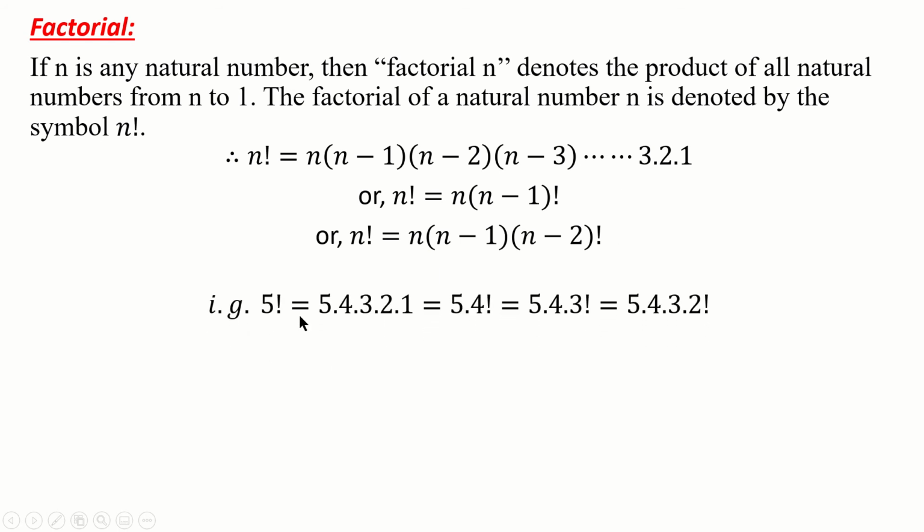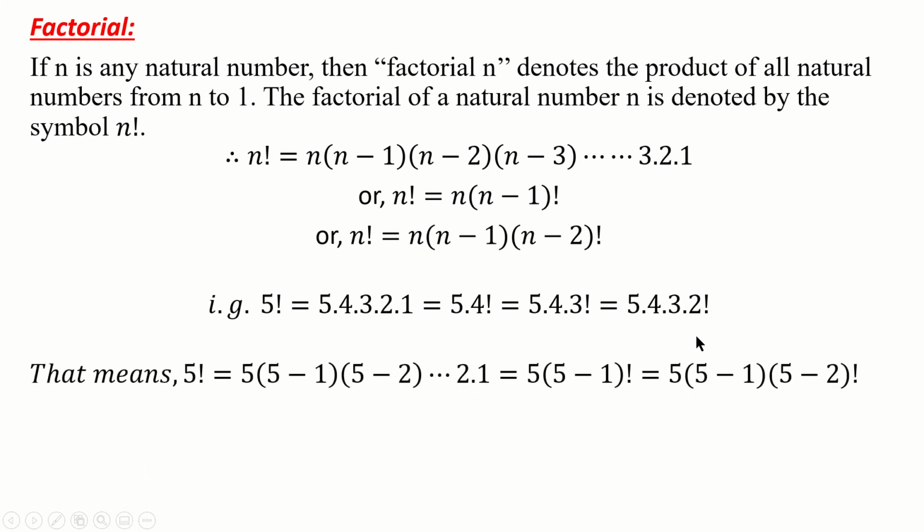For example, 5 factorial means we can write 5 into 4 into 3 into 2 into 1. All are natural numbers, and the product is from 5 to 1. And this equals 5 into 4 factorial, where 4 factorial means the product from 4 to 1. And this equals 5 into 4 into 3 factorial, or 5 into 4 into 3 into 2 factorial.